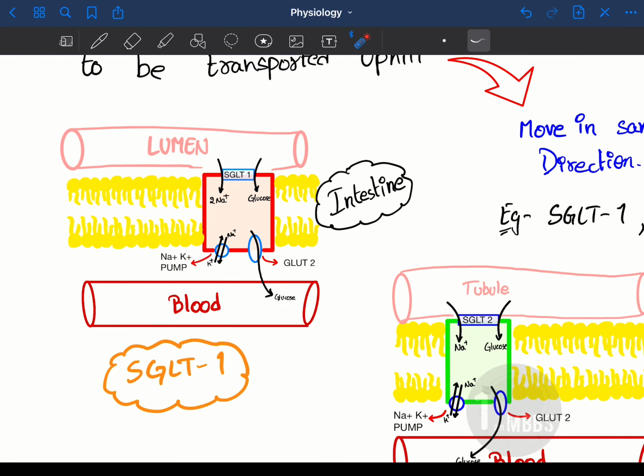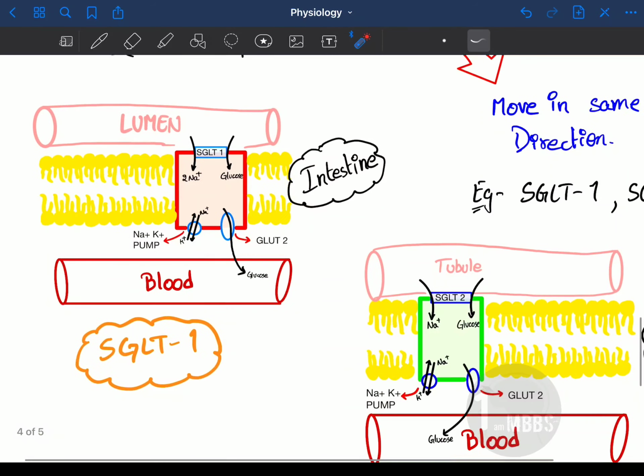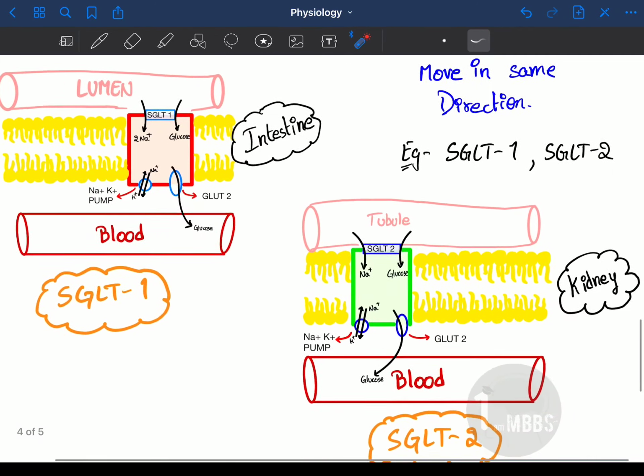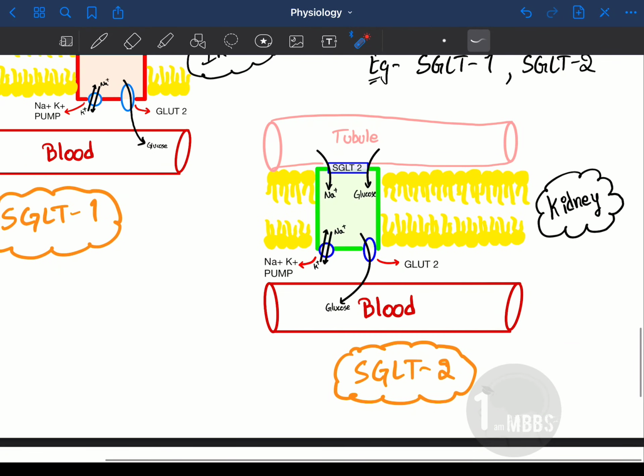From the cell, glucose is moved into the blood with the help of GLUT2, and the sodium is moved out of the cell with the help of the sodium potassium pump. These SGLTs, SGLT1, are mainly present in the intestine, which helps in the transport of glucose from the food products. Now let's come to SGLT2. SGLT2 is mainly present in the kidney.